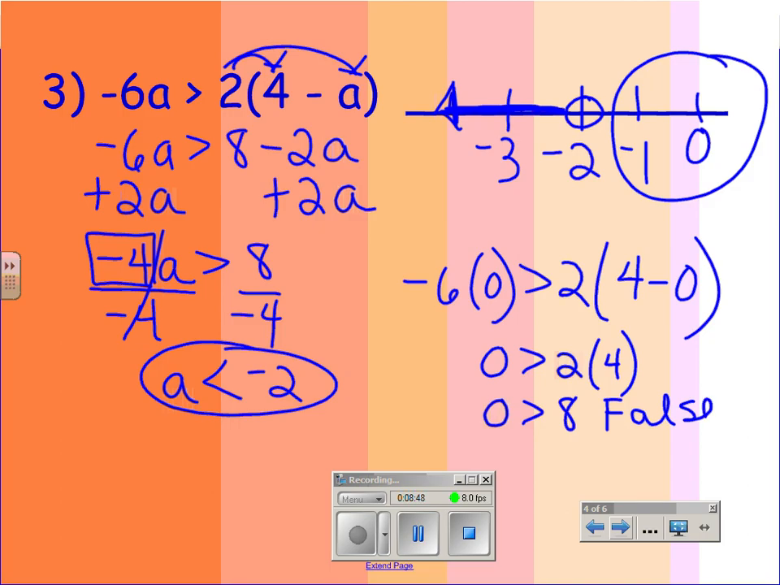So I just wanted to show you on this first example where we had to flip the inequality sign, the reason, but now you can just memorize the rule that when you multiply by a negative or divide by a negative, you flip the sign. If we wouldn't have, you can see that we would have missed it because that is not a true statement. So we had to choose a number that was actually less than -2.